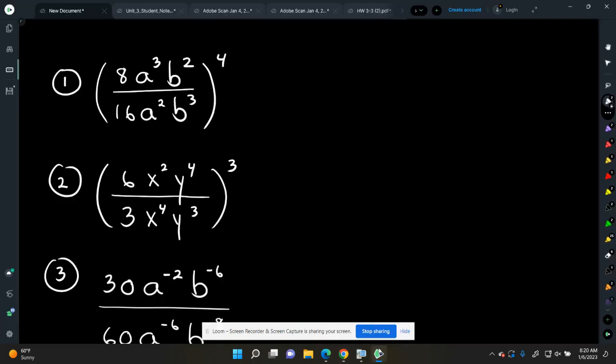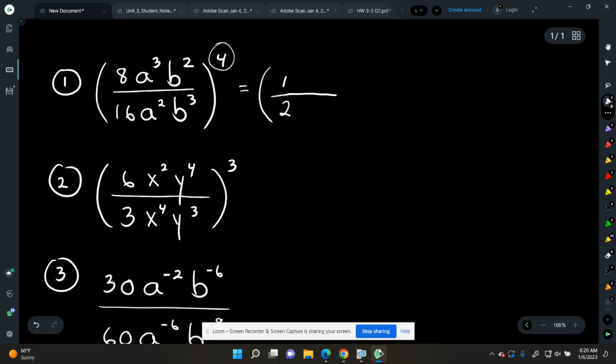All right, so before I start number 1, before I start dealing with this exponent here, this 4, I'm going to simplify what's inside the parentheses. We know how to simplify that, right? It's not wrong, but it's harder, because you're going to have to simplify it at the end. So what's 8 over 16? 1/2. So we have 1/2.